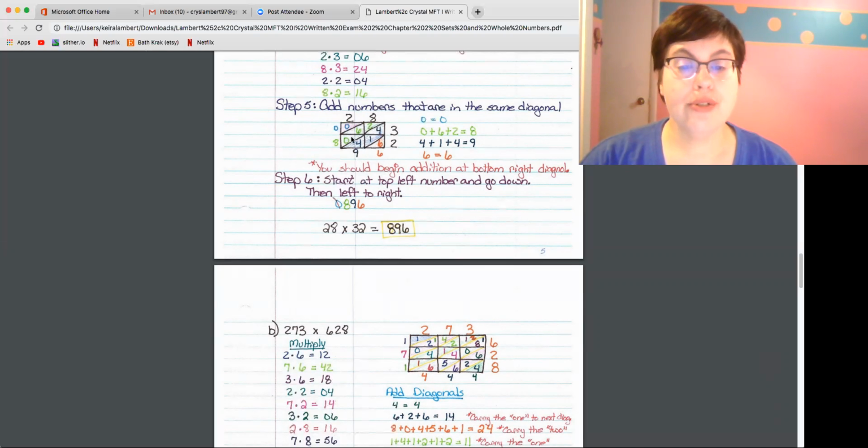Then we're going to go to the green shaded area, and we have 2 plus 6 plus 0. That gives us 8. And then we're going to add that last diagonal in the pink area, and we have 0, which is 0.